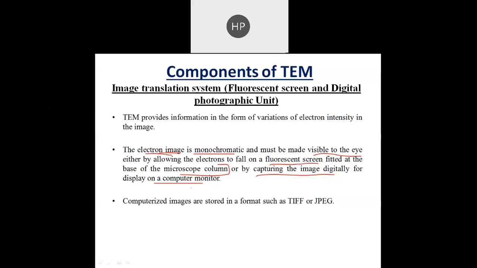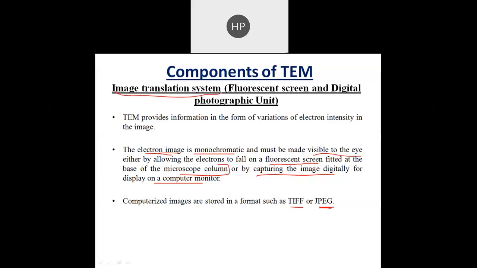Computer images are stored in a format such as TIFF as well as JPG. JPG is the standard image format that we know. So whatever image is generated will be a TIFF or a JPG image. So this is the image translation system.